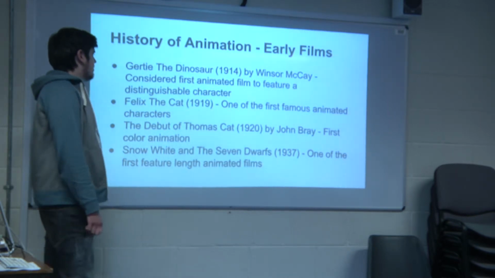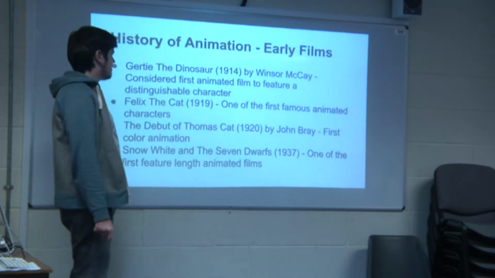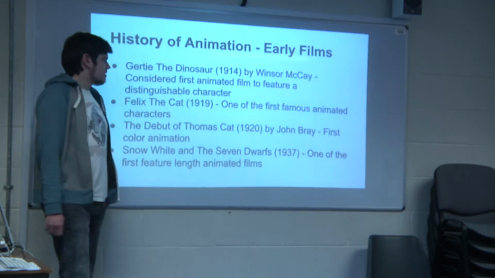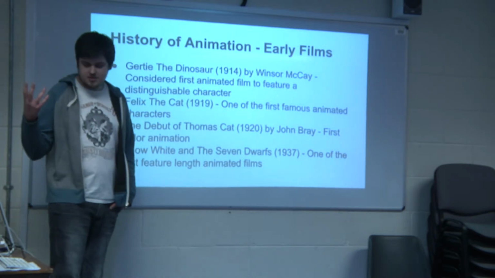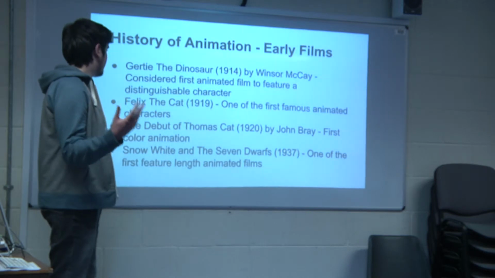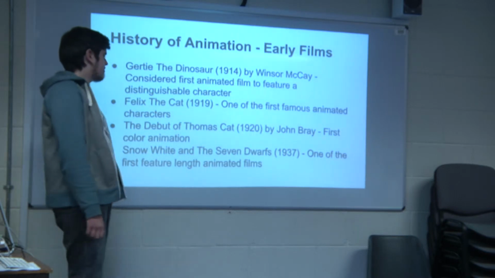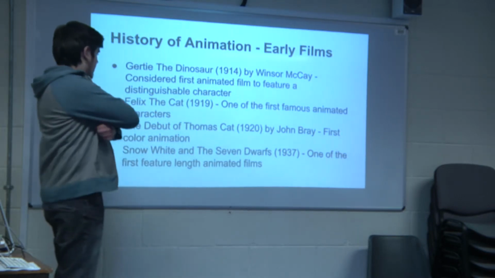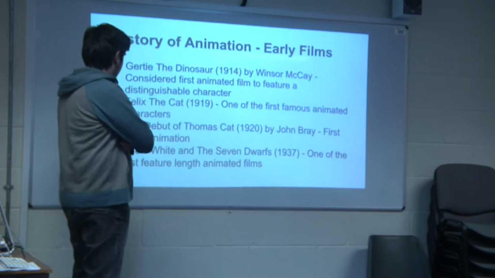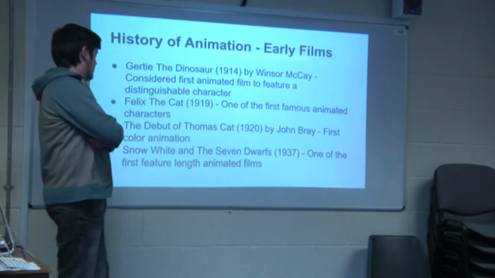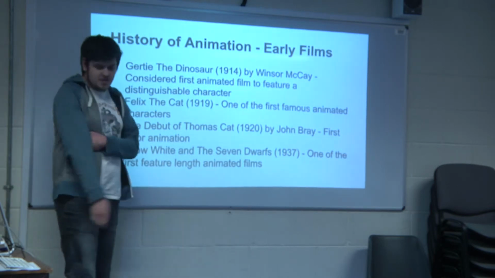In 1914, we have Gertie the Dinosaur by Winsor McCay. This is considered one of the first animations to have a distinguishable character because it brought to life a dinosaur, which wouldn't be something you'd seen beforehand. And then Felix the Cat in 1919 would be considered one of the first famous animated characters. And then the debut of Tom Cat in 1920 by John Gray, one of the first color animations. And then Snow White and the Seven Dwarfs in 1937, one of the first feature-length animated films.